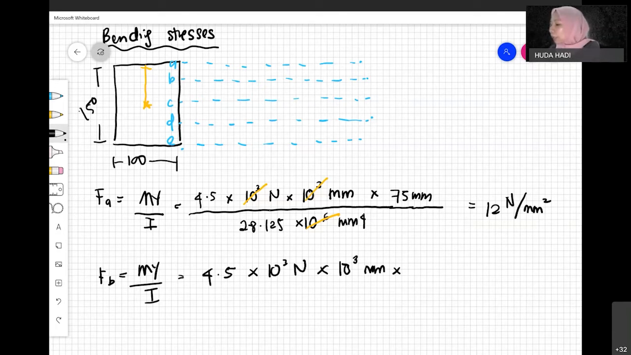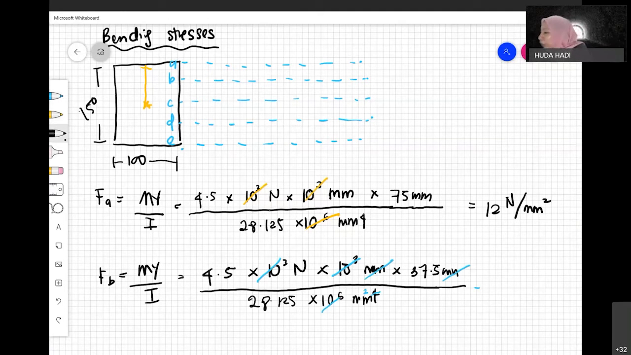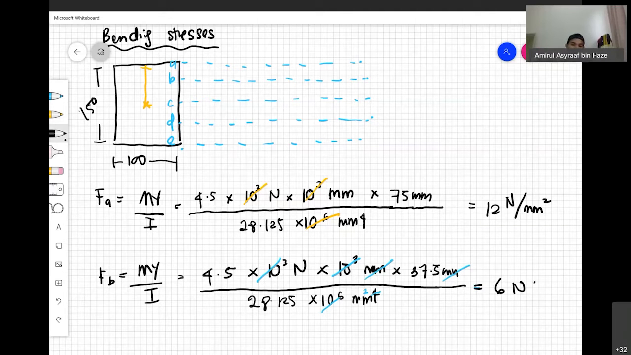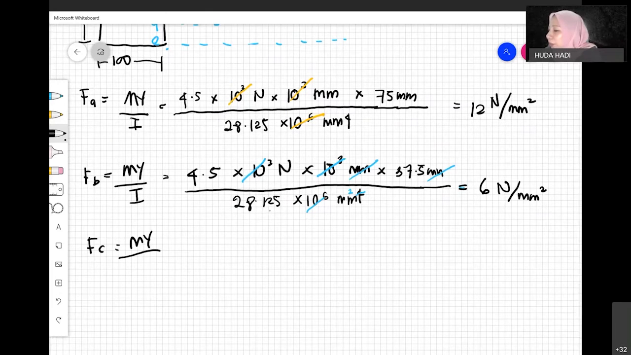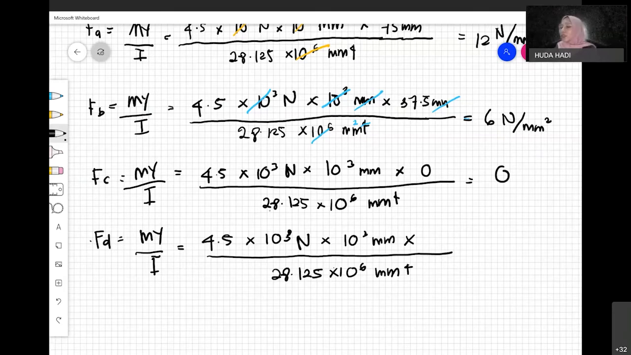Okay, for Y dia, Amirul Ashraf, berapa value Y? 37.5 millimeter. Okay, thank you. Amirul Ashraf, berapa value FB? 6. Betul. Thank you. For FC pun sama. For FC, who going to answer? Audrey. Kosong, madam. Betul. Since dia dah 0, so you darab apa pun pergi ke 0. Memang darab dengan 0, so obviously dia kosong.